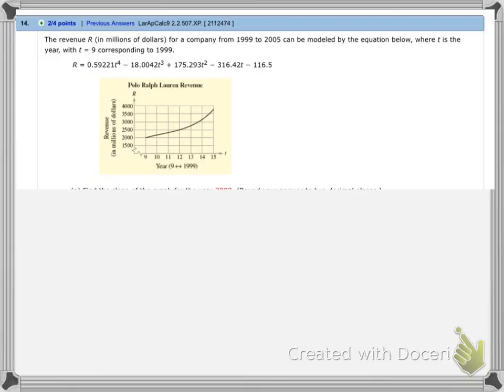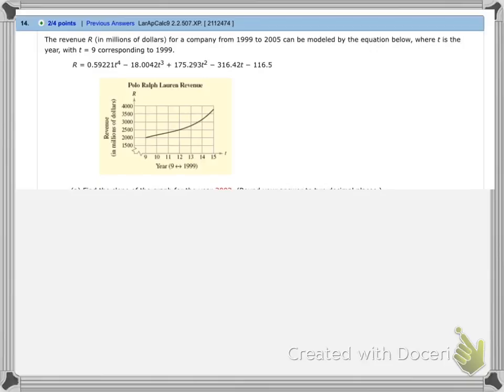But 9 actually corresponds to 1999. So when the question comes up about 2002 or something similar to that, you have to actually go up from 1999 to that year. So for 2002, I think the first question is, what's the slope of the tangent line? What's the rate of change? How fast is revenue increasing in 2002?